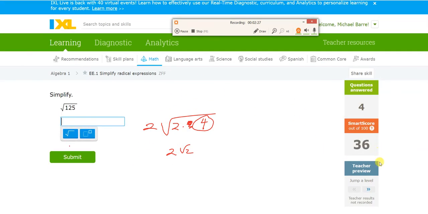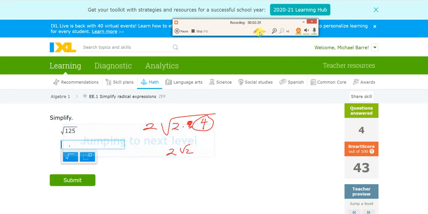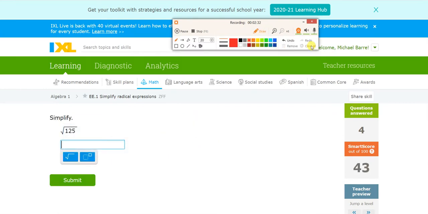All right, I'm going to skip a level. They're just going to get harder on the factoring. That's the only difference that's going to occur here. Square root of 25. Nothing crazy there. That's just 5 times 25. What's the square root of 25? Square root of 25 is 5. So 5 square root of 5.